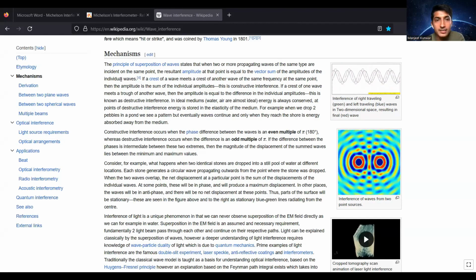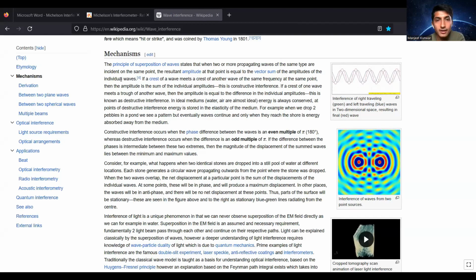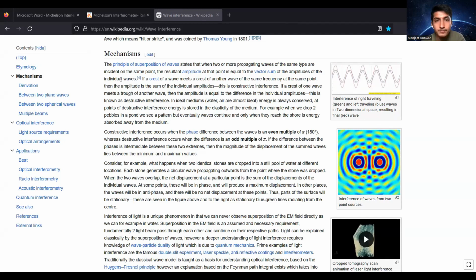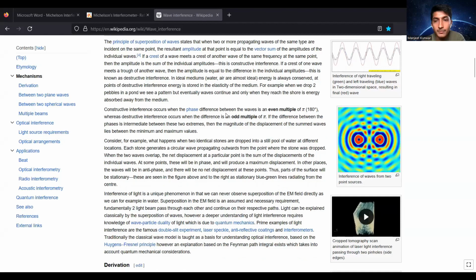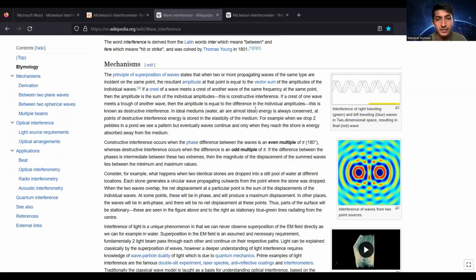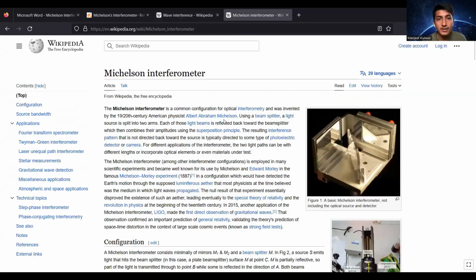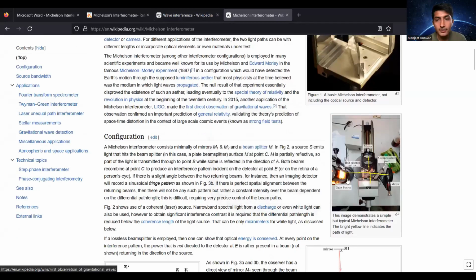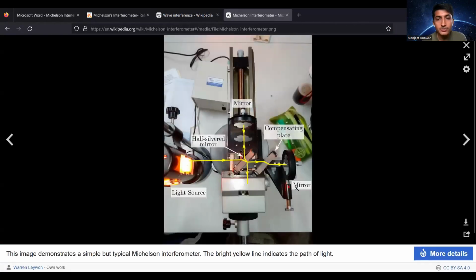Constructive and destructive interference is caused by the superposition of waves. When two waves are superimposed, they form interference, and here you can see interference of waves from two point sources. Constructive and destructive interference are caused by path difference, which is done by two mirrors. So, another Michelson interferometer on Wikipedia, as our experiment is virtually demonstrated through this photo.